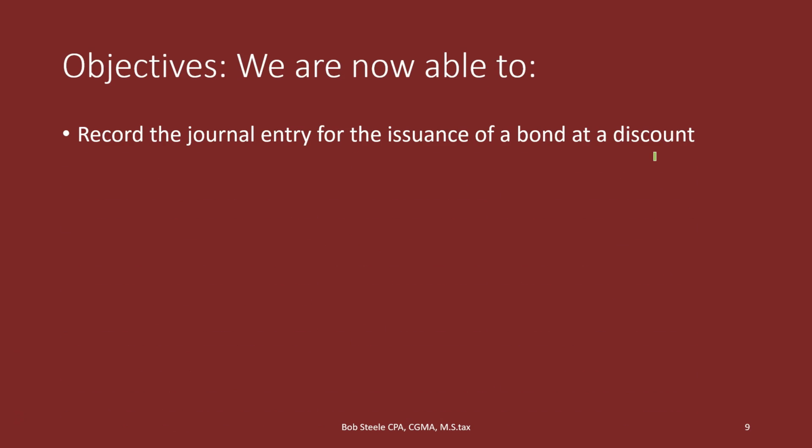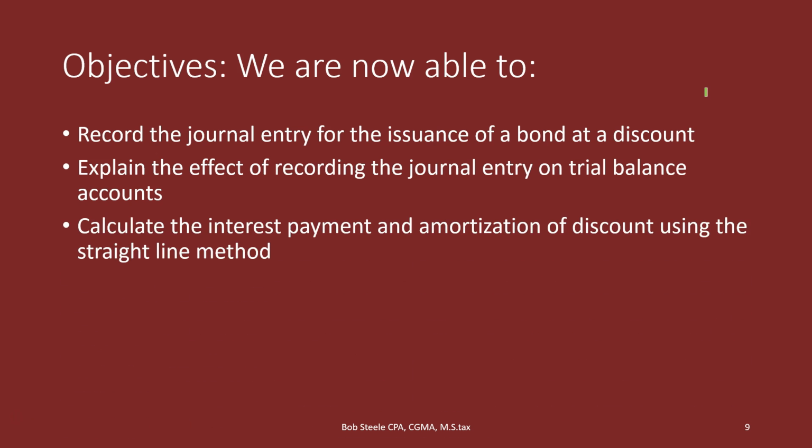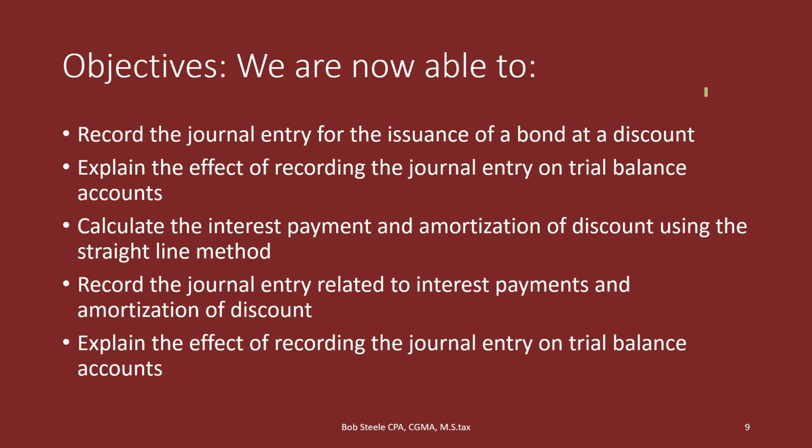So now we are able to record the journal entry for the issuance of a bond at a discount, explain the effect of recording the journal entry on trial balance accounts, calculate the interest payment and amortization of discount using the straight line method, record the journal entry related to interest payment and amortization of bond discount, and explain the effect of recording the journal entry on trial balance accounts.